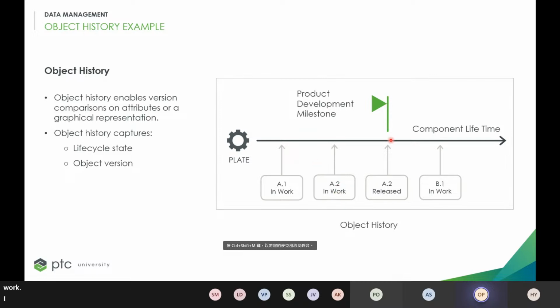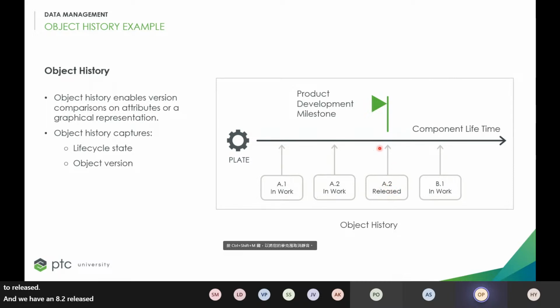In the meantime, the product development milestone comes. And suppose that this milestone asks for all the parts from the product structure to be released. A task is sent to the product manager, for example, to accept the latest version of the plate. If the product manager accepts, this is moved to released. And we have an 8.2 released.